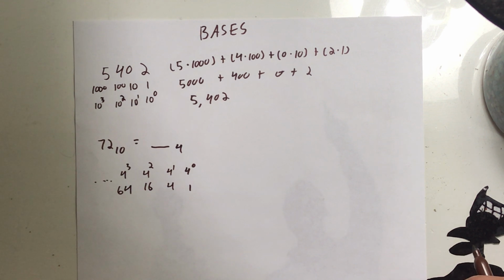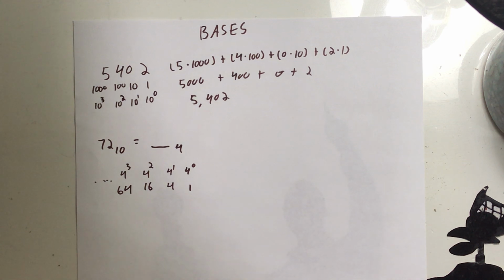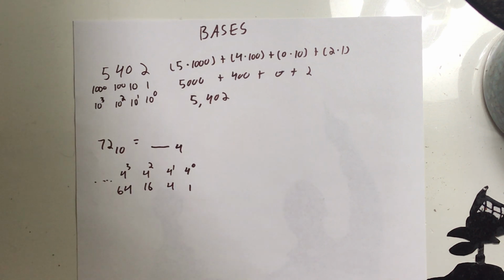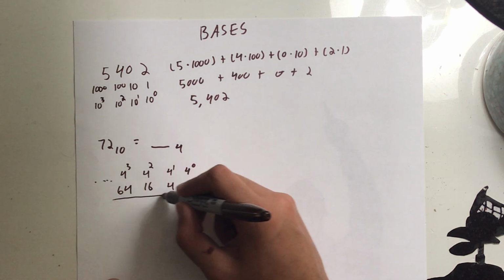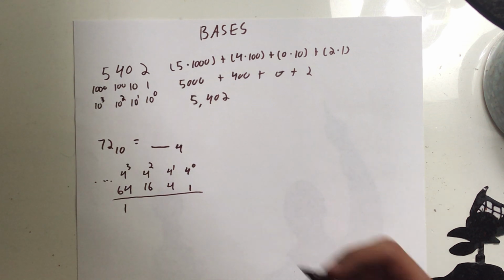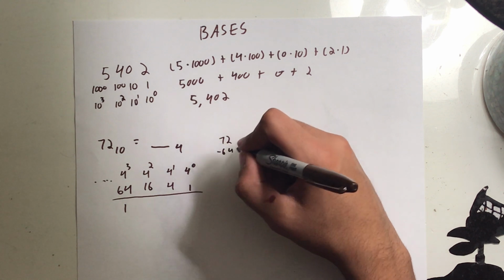So basically what we're trying to do is see if the largest number, which is 64, or the largest power of 4, should I say, can fit into 72. And in this case, 64 does fit into 72. How many times does it fit into 72? Well, it fits one time. And then from there, we just do a little simple subtraction. 72 minus 64, which is 8.